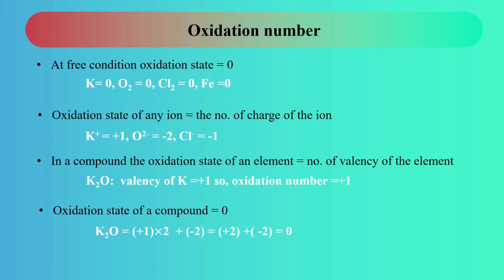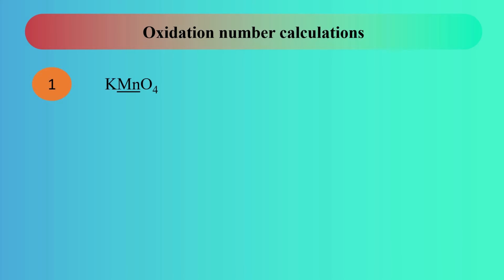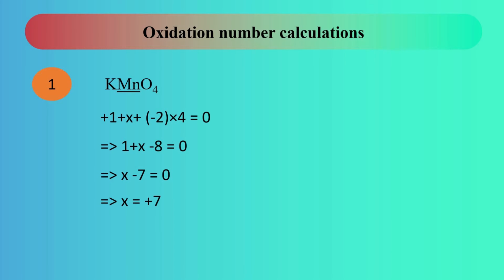Oxidation number calculation practice. The first example, potassium manganate. We know the oxidation number of potassium, we know the valency of oxygen. So potassium is +1, oxygen -2, total equal to 0. We need rules 3 and 4. Here manganese is unknown, it is X. This is simple maths, you can calculate easily, and the oxidation state is equal to +7.